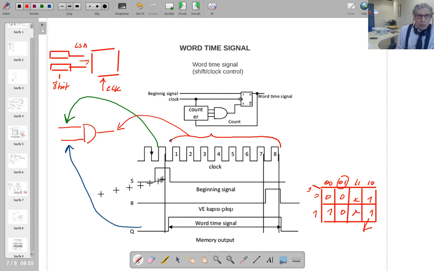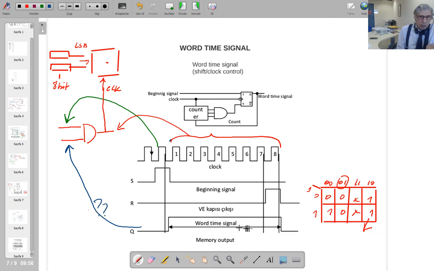So what it means is, if we apply this signal to the clock here, this circuit is going to run for 8 clock pulses and stop. So you can see the result of your work at the end of your working time. That is the working time or word time signal. Okay. Now, how are we going to find this signal? So this is the signal we are talking about now.